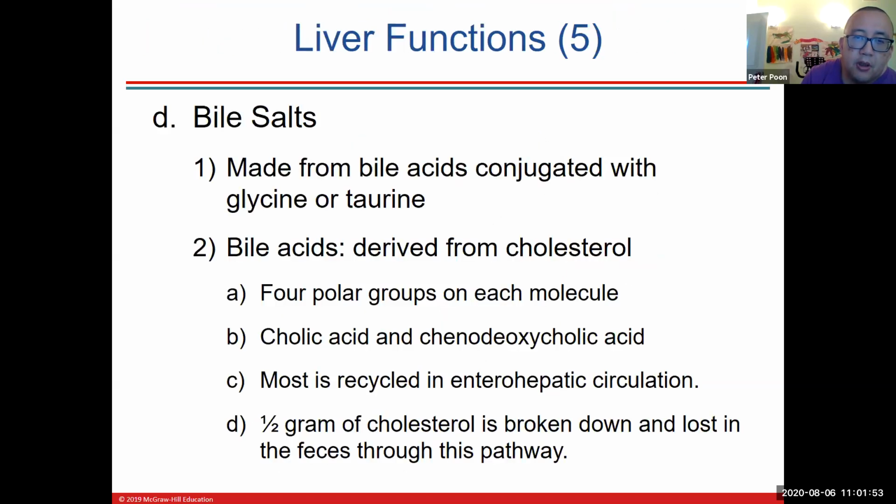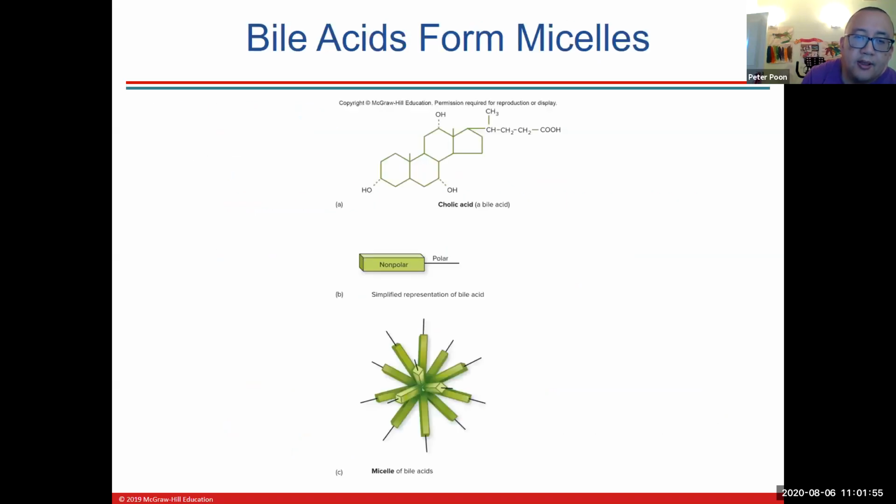So bile salts. This is bile salts, and so you have a polar and non-polar region that allows the polar and non-polar things to mix.